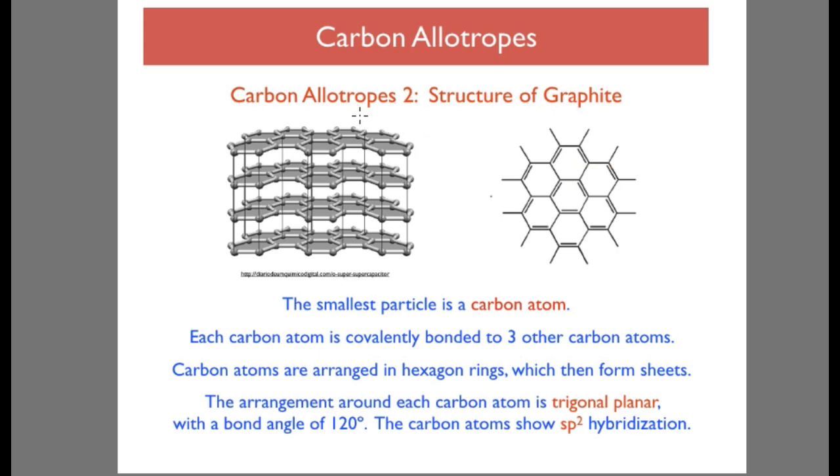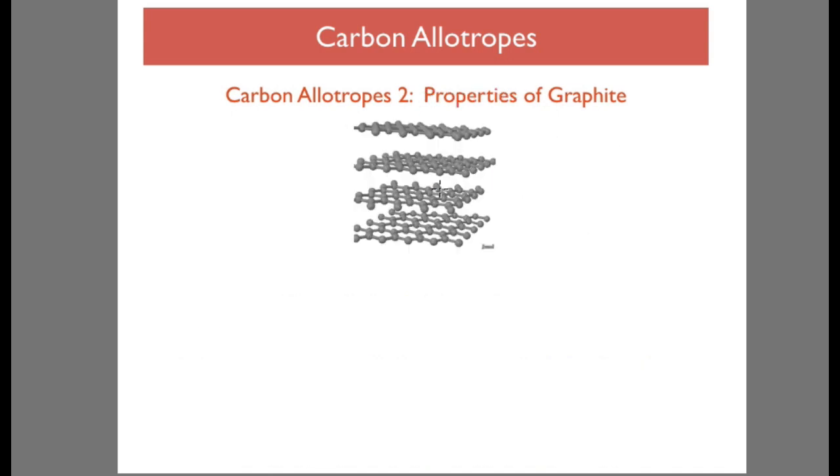The arrangement around each carbon atom is trigonal planar with a bond angle of 120 degrees. The carbon atoms show sp2 hybridization. And it's London dispersion forces which hold these sheets together. So these sheets are held together with London dispersion forces.